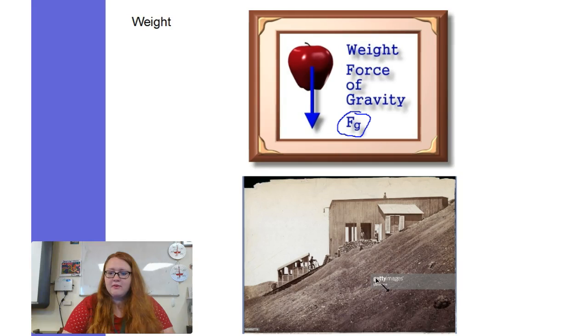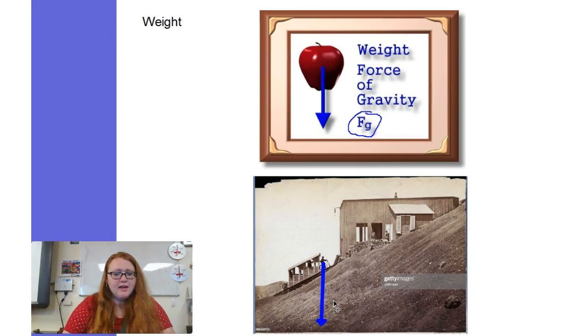So, if I were going to draw the weight vector for this person on this incline, it's going to go straight down. Again, it does not matter whether the person's on the incline or on a flat object or just falling through the air. Weight always points straight down.